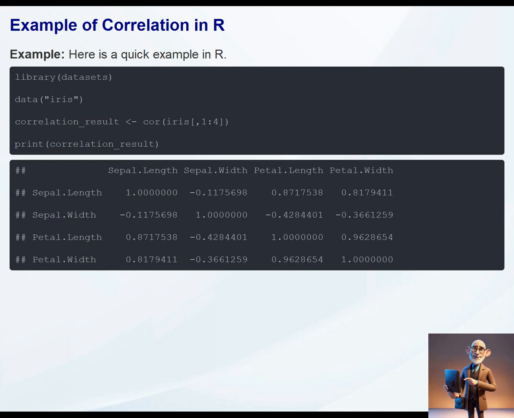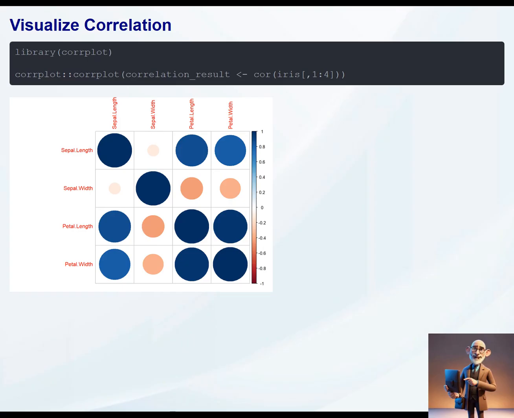The closer the value is to 1 or -1, the stronger the linear relationship. The sign, plus or minus, indicates the direction of the relationship, positive or negative. So when you see the printed matrix, each number represents the strength and direction of the linear relationship between pairs of attributes. Now that we've calculated the correlation coefficients using R, let's take the next step and visualize these relationships.